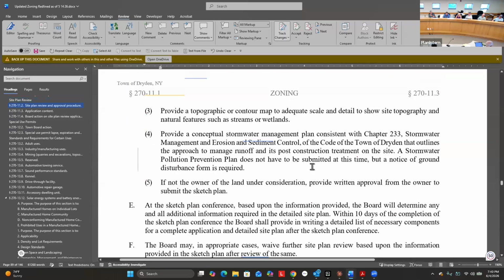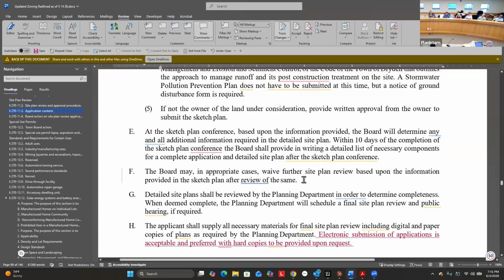11.2 F. It says the board may, in appropriate cases, waive further plan review. The housing committee was recommending adding after "the board may" "if a majority of the board agrees." But that's really redundant because anything we're voting on, you need the majority to move it forward anyways. So I don't think it's necessary to have that wording in there. Agreed. But then they also have a comment about spelling out what is meant by appropriate cases.